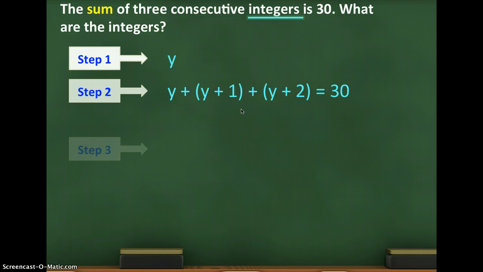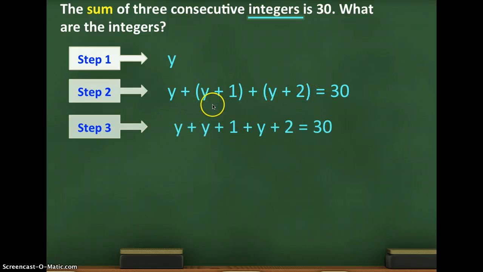Now, for step 3, to solve the problem, I'm going to remove the brackets just to simplify the equation. So it's still the same, just without the brackets. Now I'm going to check which are like terms. I know y, y, and y are all like terms. 1 and 2 are like terms. So to simplify, I will do y plus y plus y, or 1y plus 1y plus 1y, will give me 3y. And then 1 plus 2, because they're both constants, is 3. So 3y plus 3 equals 30.